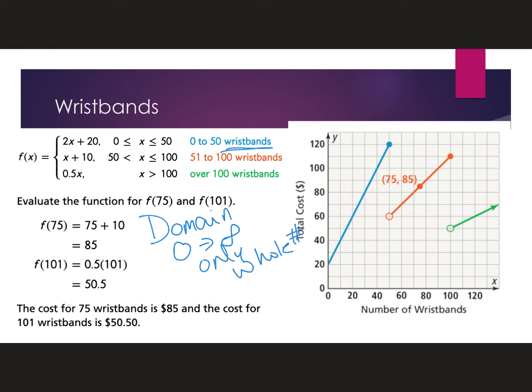Well, what about the range? What is the range here? Well, what is my lowest price? My lowest price is $20. What's my highest price? You notice this arrow over here tells me that price keeps going up. So it could go up to infinity depending on how many you ordered. So my range is going to be 20 to infinity.